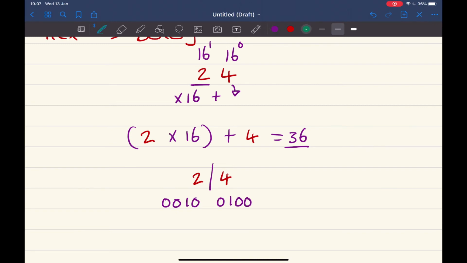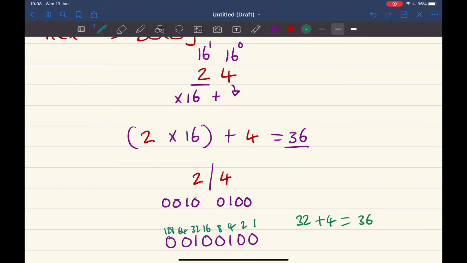4 looks like this. And then when we put this together as one whole binary number, we get 0, 0, 1, 0, 0, 1, 0, 0. If we then do our normal conversions that you are used to, we can see the numbers we want to add up are 32 and 4, which gives us 36.